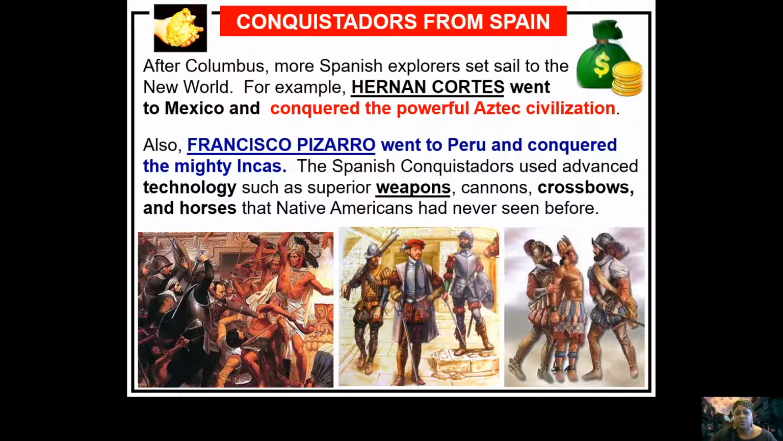Well, both groups really weren't able to defend themselves the way that they needed to because the Conquistadors had advanced technology, superior weapons like cannons, crossbows, even the horses. The Native American people had never even seen these horses before. Well, unfortunately, the contact with Europeans is going to lead to the demise of indigenous people in parts of the New World.